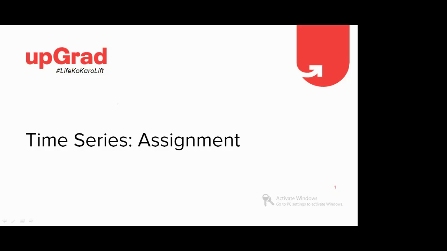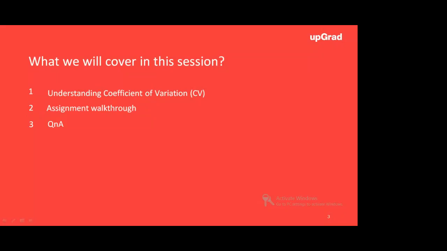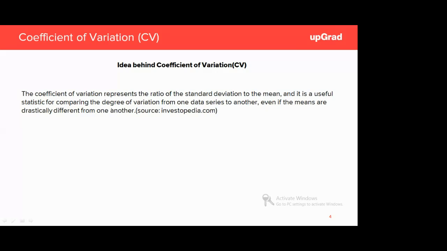Okay, so guys, in this particular session, we are going to look into the approach to solve this time series assignment. Now let me start with the first topic. Before you get into solving this assignment, your first step is to understand what is coefficient of variation and how we need to use this metric to find out the most profitable market segment. So first of all, let's understand the idea behind coefficient of variation.